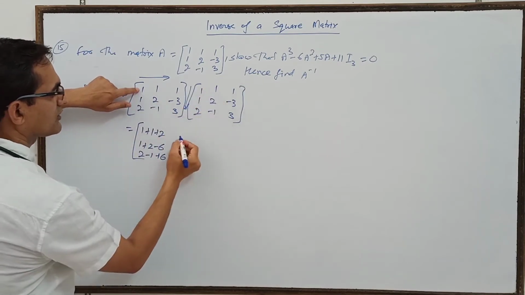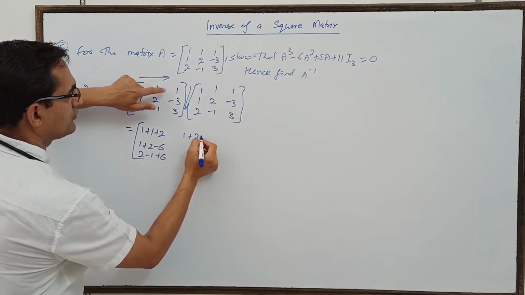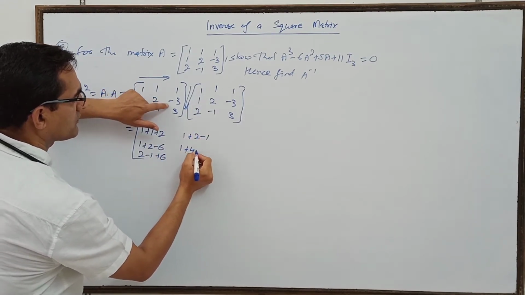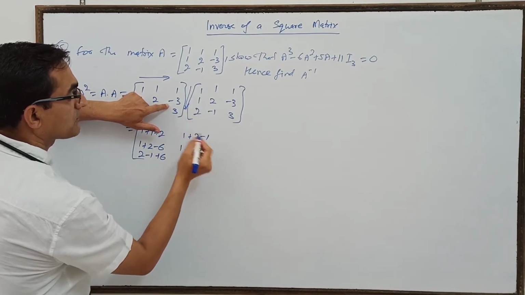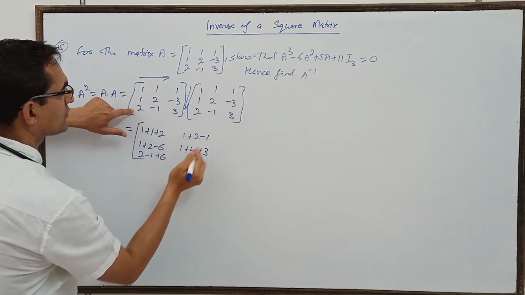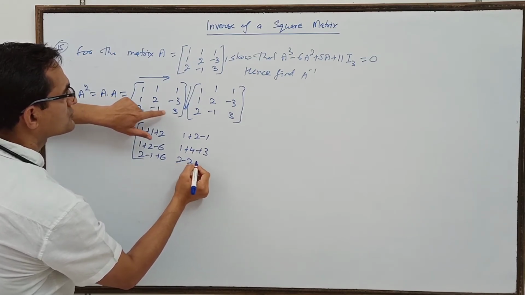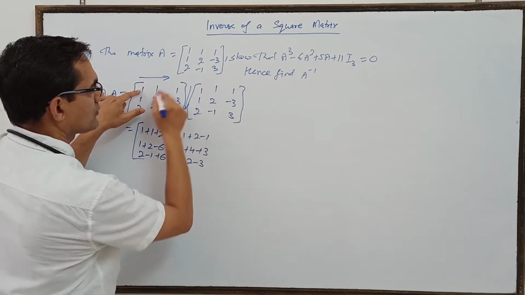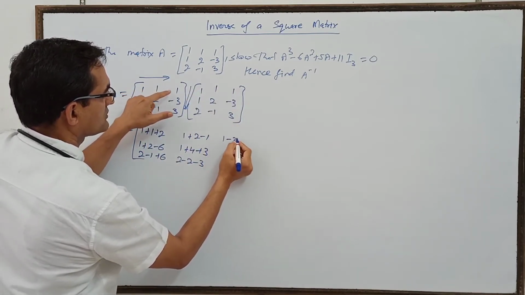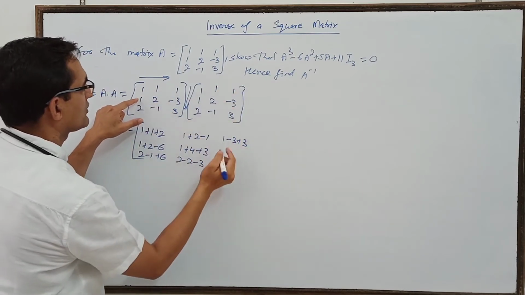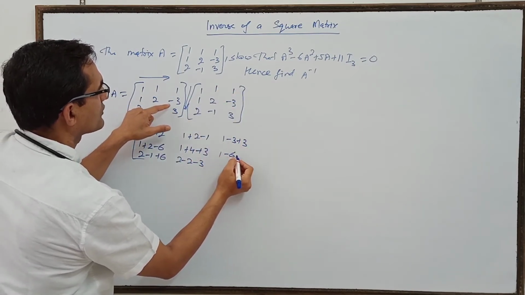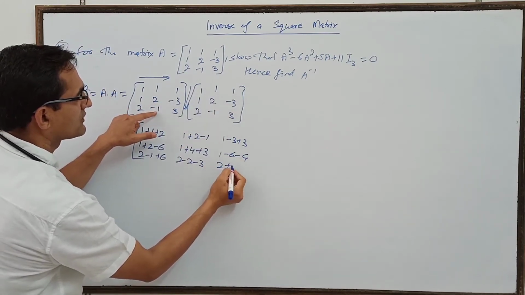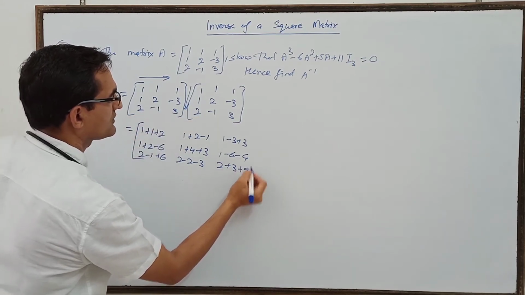Next, this row by this column, so 1 plus 2 minus 1. This row by this column, 1 plus 4 plus minus 3 into minus 3 plus 3, so plus 3. This row by this column, so 2 minus 2 minus 3. And for this one, this row and this column, so 1 into 1, 1 minus 3 plus 3. For this row and this column, so 1 minus 6 minus 9. For this one, 2 into 1, 2 plus 3, and this is plus 9.